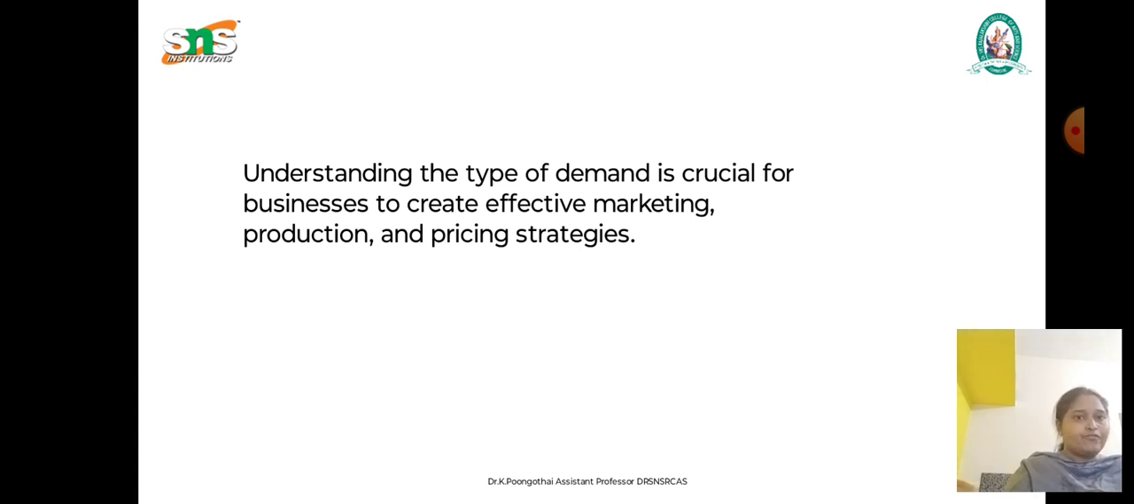Understanding the types of demand is crucial for a business to create an effective marketing, production and pricing strategy. Here management decisions are made on the basis of the types of demand. I think you all understand about the types of demand.